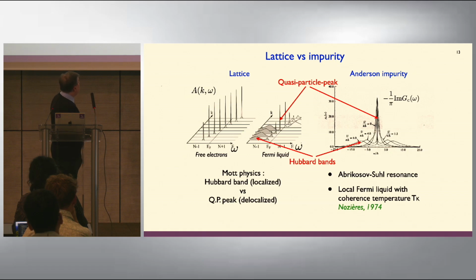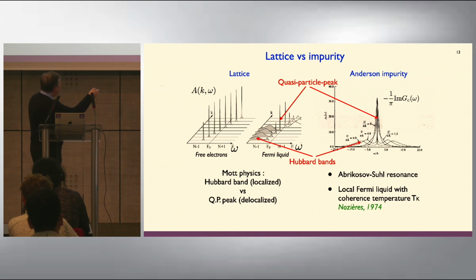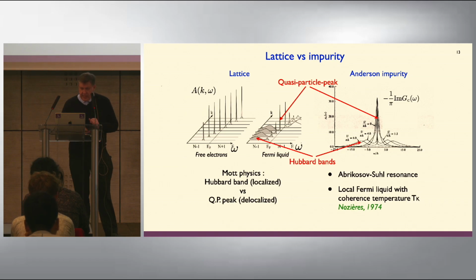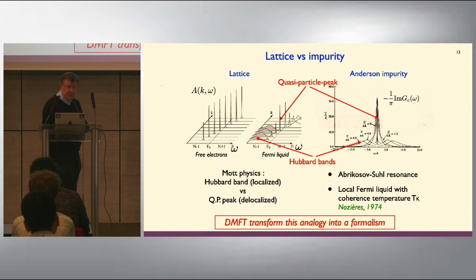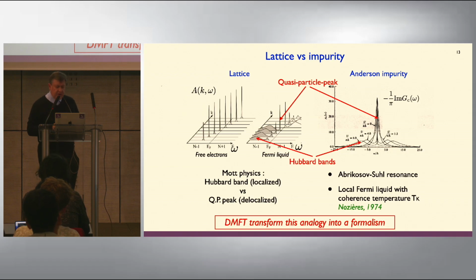Again, the analogy we have is between the lattice, where we have the spectral function here, as I described before, and this spectral function of the Anderson impurity model. We have the same kind of structure. We have Hubbard bands in both cases, or atomic excitations in this case, and we have a quasi-particle peak, as we discussed yesterday, described by its self-energy and the expansion at low energy of the self-energy. So the point is that DMFT is going to transform this analogy between the two problems into a formalism. That's what we want to do now, to find out and describe the equations. I will do that in detail.